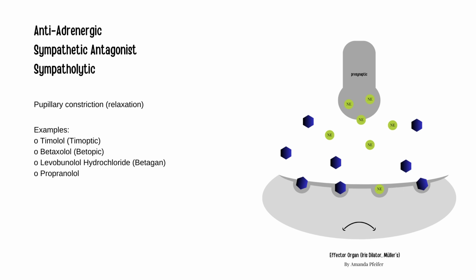In summary, there's 3 different names that it goes by: anti-adrenergic, sympathetic antagonist, and the sympatholytic. It does pupillary constriction by relaxation, and the 2 I guess we commonly use would be timolol and propranolol.